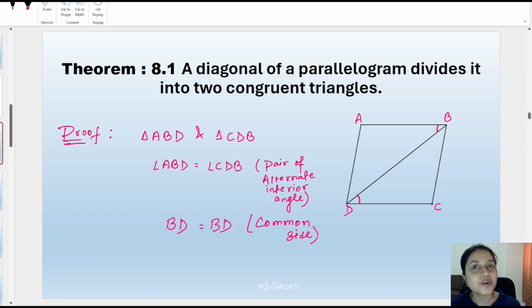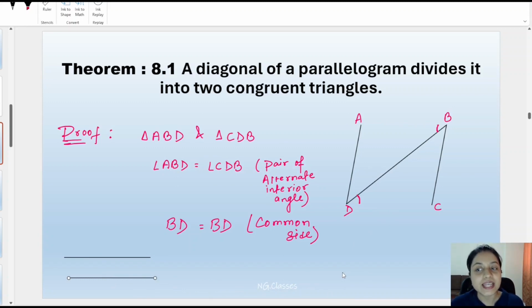Now, if we focus on another pair of parallel lines, that means AD and BC, we will get another pair of angles which will be equal to each other. So let's see it in the figure. Let's remove the sides AB and CD for a while, and focus on parallel lines AD and BC, where BD is the transversal.